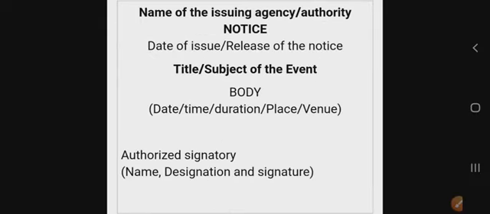Now, the name of the issuing agency authority, again it is there. Then the notice, then the date of issue or release of the notice, the title, the same thing which we have discussed. If you want, you can take the screenshot also. Okay, if done, let's move to the next thing.